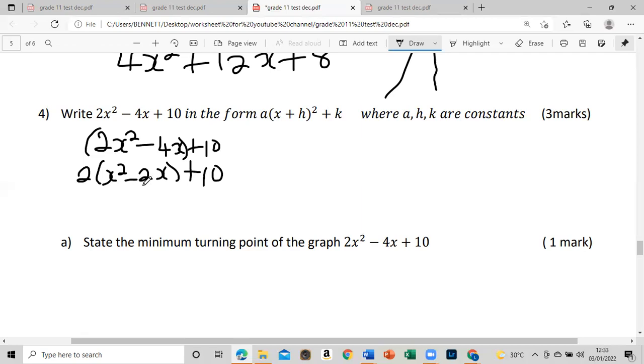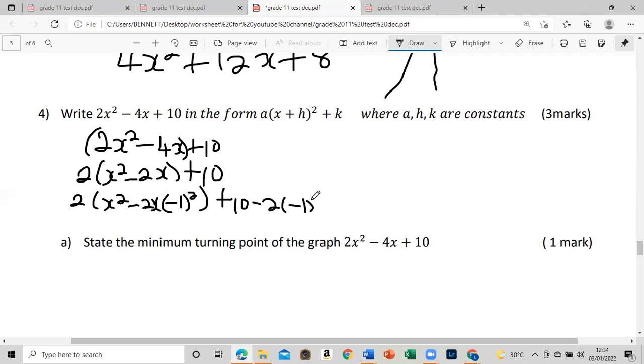Now we need a third term, right? So we have to find half of negative 2 and square it. Half of negative 2 would be negative 1, and square it. Anything we put in, we have to take out. So we have to take out 2 times negative 1 squared.